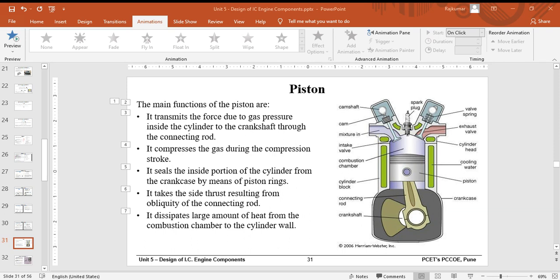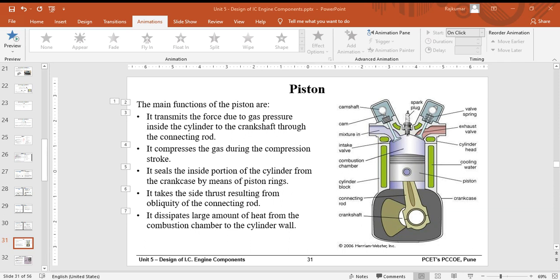We consider it as a flat circular plate, and we also assume that the thickness is uniform and fixed at the outer edge. Second thing is that the pressure exerted by the combustion gases on the piston head is uniformly distributed, and that gas pressure is denoted by P max. Practically the force is not uniformly distributed, but from a design point of view, we assume that it is uniformly distributed over the piston surface.